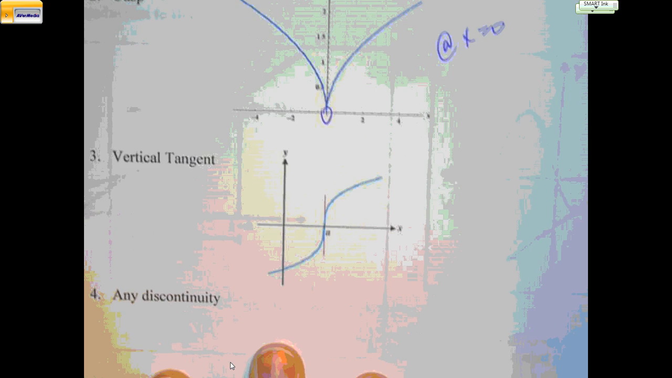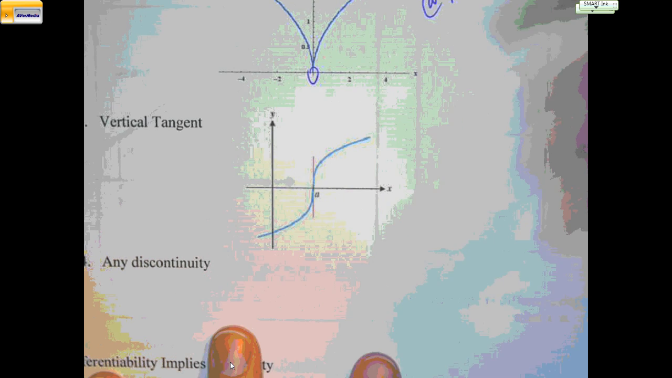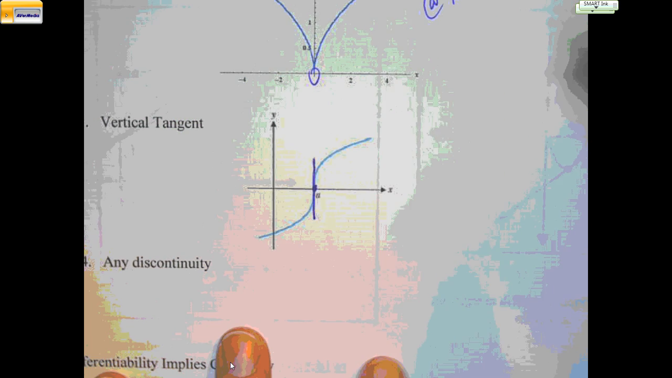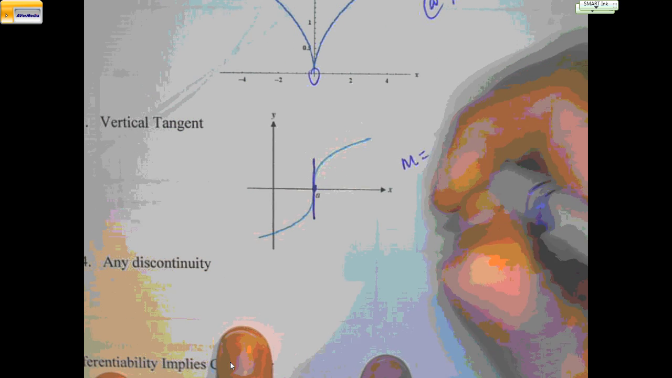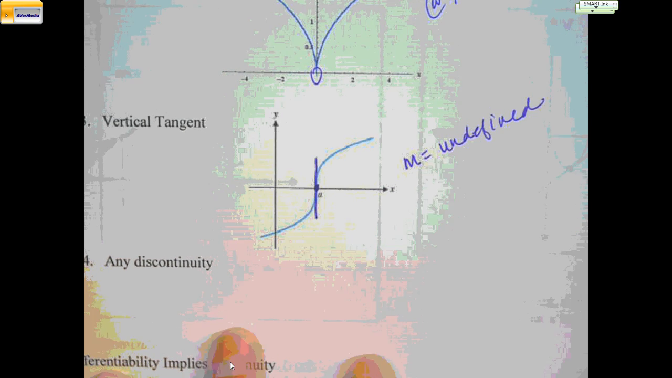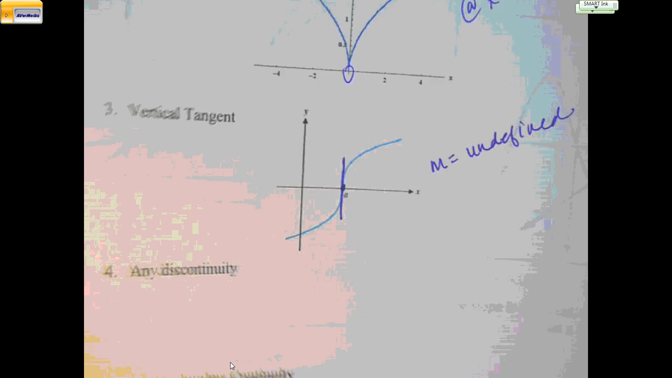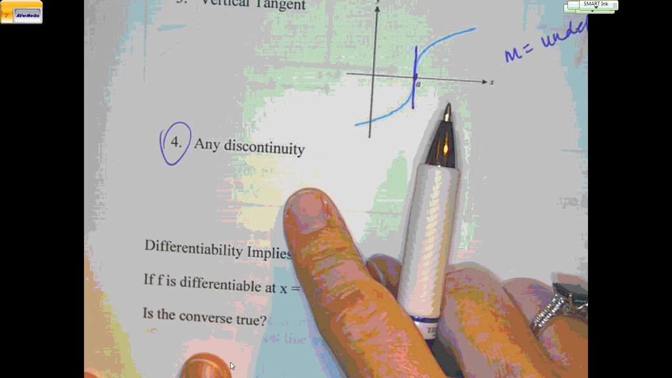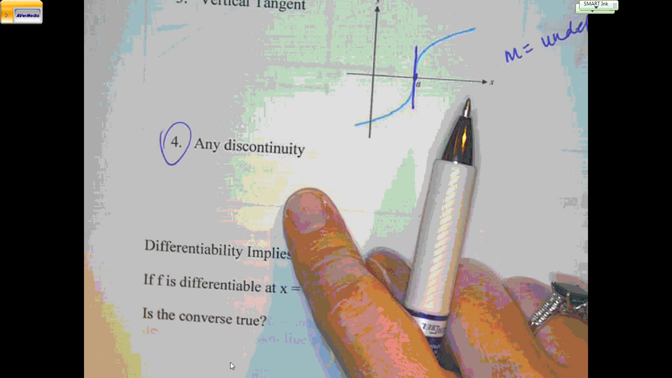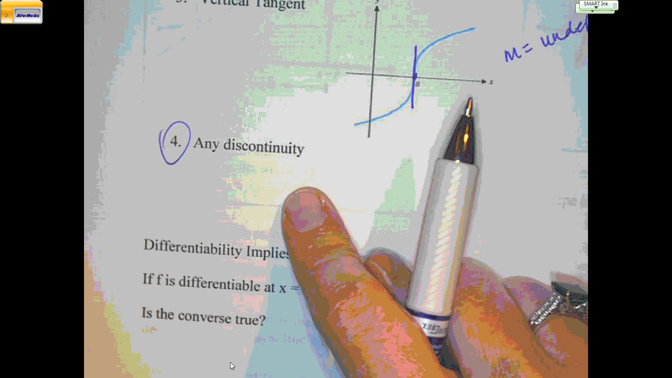The next one's a little bit different, a vertical tangent. Why right here at A do we not have a tangent line? Thank you, the slope is undefined. Those are the three special cases. The other one is a little bit more obvious, but if there's any discontinuity, like a hole or vertical asymptote, you can't have a tangent line at an asymptote. That doesn't make any sense. So if there's a discontinuity, then of course it's not differentiable at that place either.